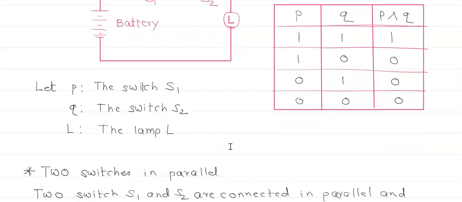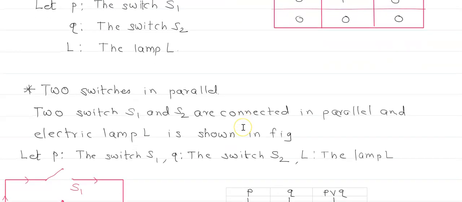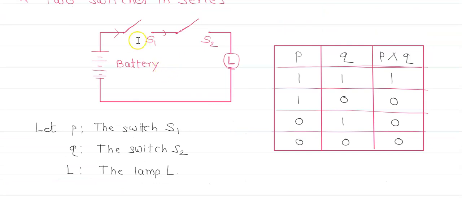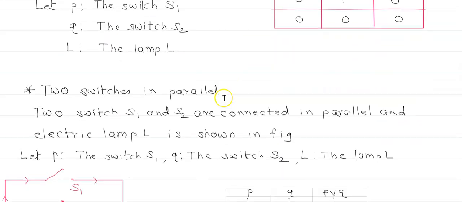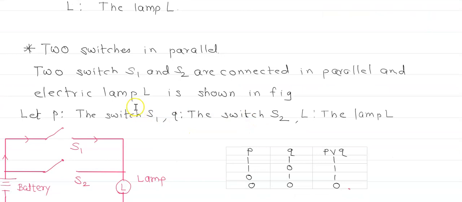Now when the two switches are in parallel, in this case we see that these two switches are in series. That is also what we see in physics, in current electricity, we see this type of circuit there. The two switches S1 and S2 are connected in parallel, and the electric lamp capital L is as shown in the figure.